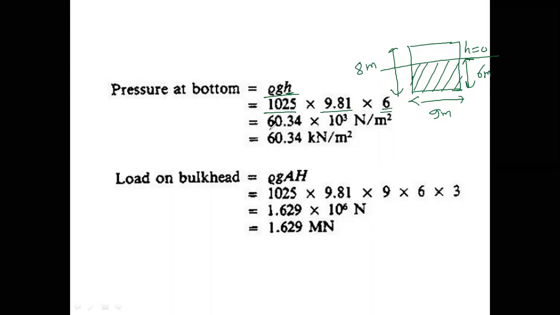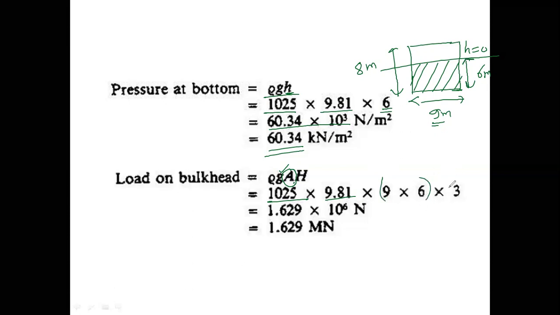If you solve this, the answer will come in Newton per meter square. We want the answer in kilonewton per meter square, so we are converting like this. Load on the bulkhead, rho g A h. A is the effective area of the bulkhead, which is under the water. Rho is the density, g is 9.81. Now the area of the underwater part is 9 meter multiplied by the depth of the bulkhead which is under the water, that will be 9 into 6.